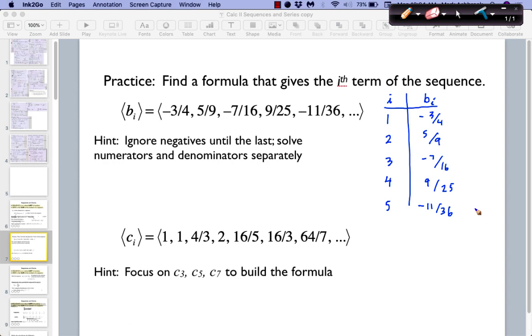Okay, how do we do on this first one? Just forget about the negatives and look at the numerators. The numerators are 3, 5, 7, 9, 11. Notice they're not all called A. Just like functions, we can call them anything we want: F, G, H, P, Q. Same with sequences: A, B, C, D. Any name is fine. So this one's our B sequence. Numerators 3, 5, 7, 9, 11.